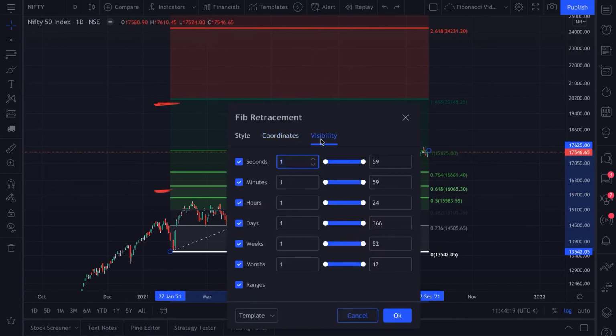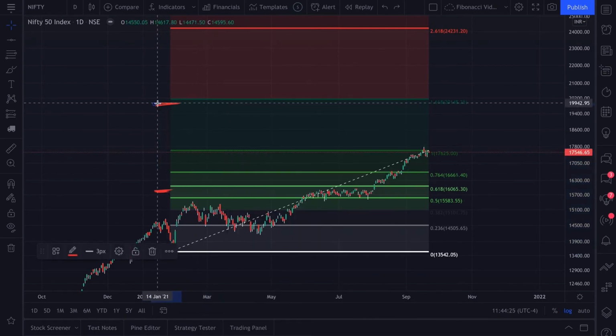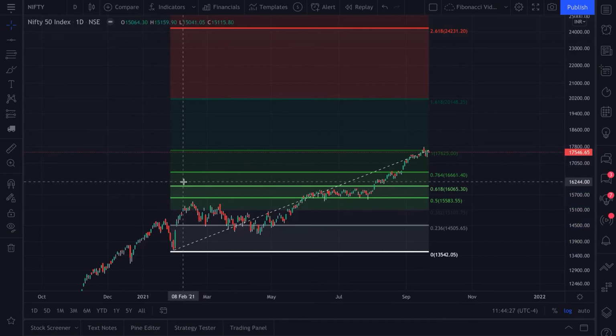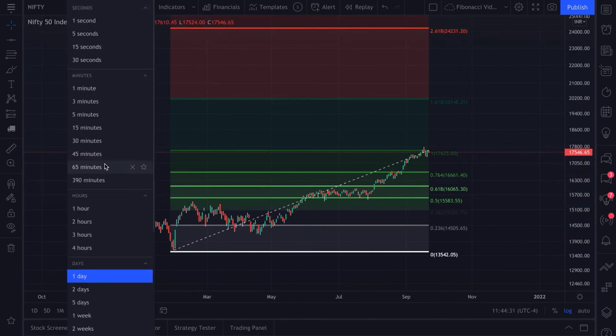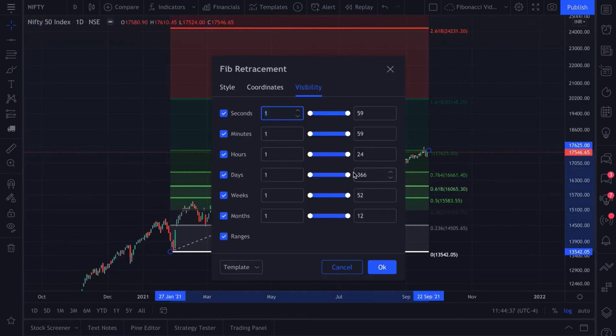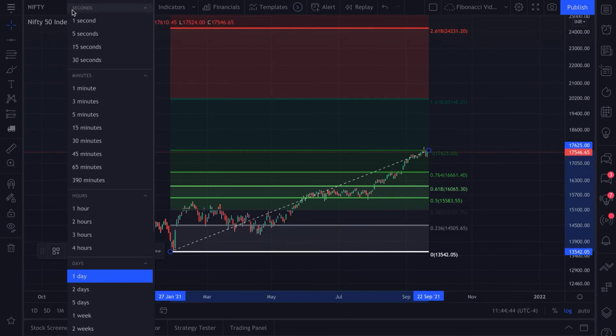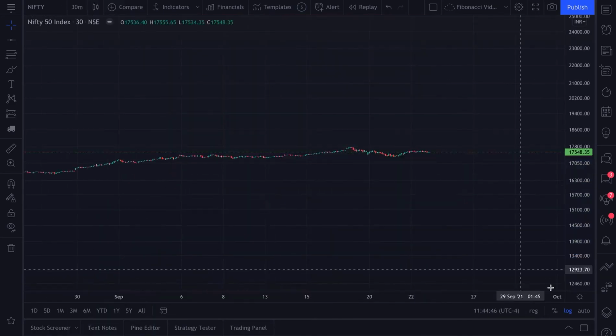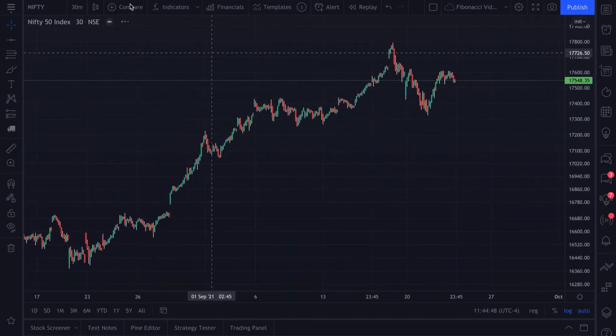And then, of course, there's visibility. Visibility means, do you want to view these Fibonacci levels on all time frames or only on specific ones? So we're on a daily chart, but we don't want to see these levels on a 30-minute chart. Okay, so watch what we do. We go to daily, we open our settings, we go to visibility, and we uncheck minutes. So now that we've unchecked minutes, watch what happens. When we go to the 30-minute chart, the Fibonacci tool is not showing.